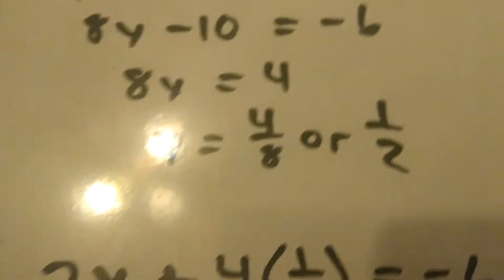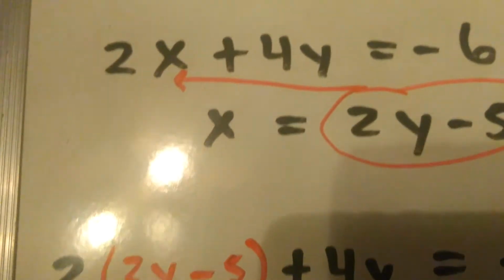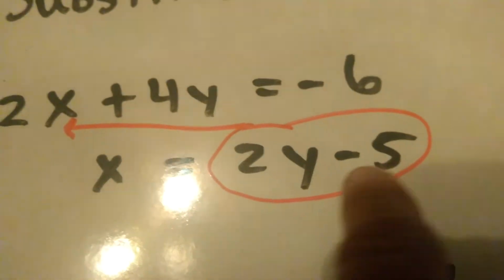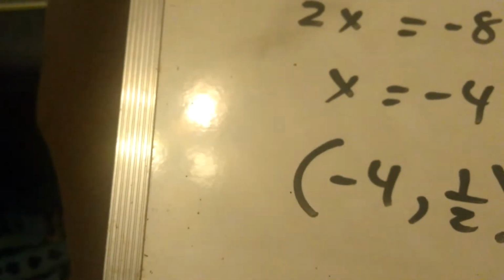Would have been just as easy to take that 1/2 and plug it into here. 2 times 1/2 is 1, 1 minus 5 is negative 4. So I get x is negative 4 as well.